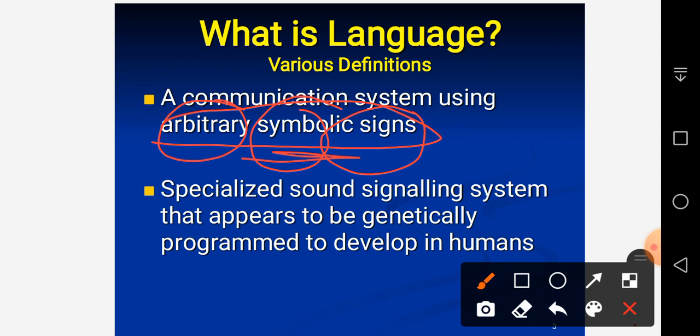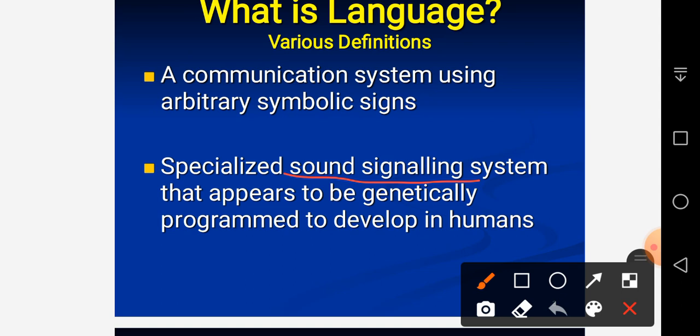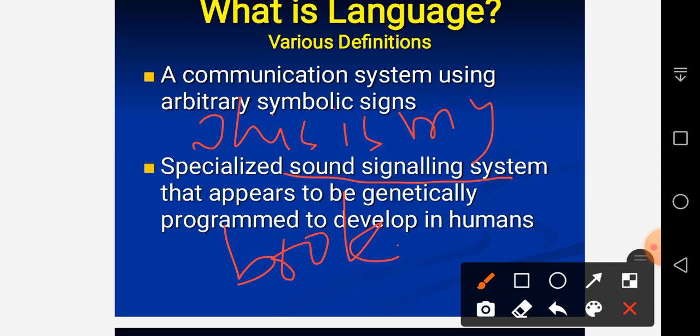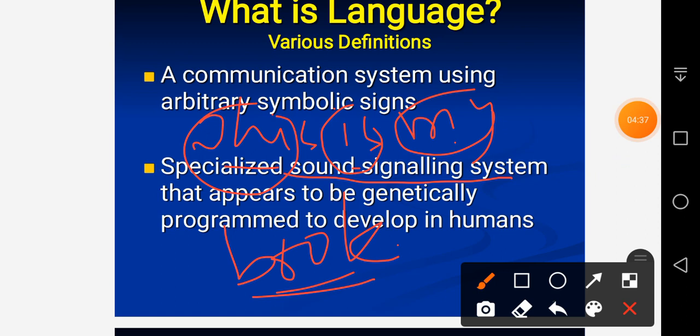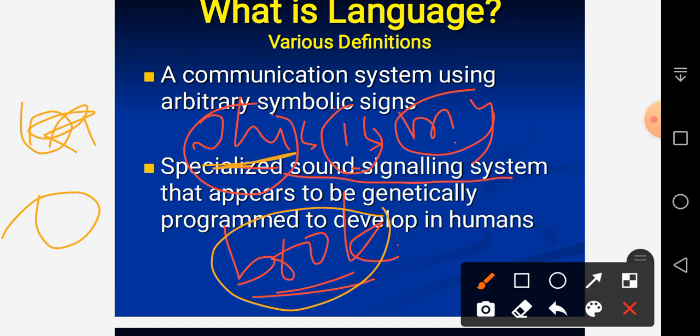Another definition of language is that it is a specialized sound signaling system. We use sounds in human language. Whenever we utter words or sentences, they have been composed of sounds. When I say "this is my book," this sentence has four words, but these words, as you can see on the screen, are actually sounds. Let's say "this" is a sound like this. We have three sounds.